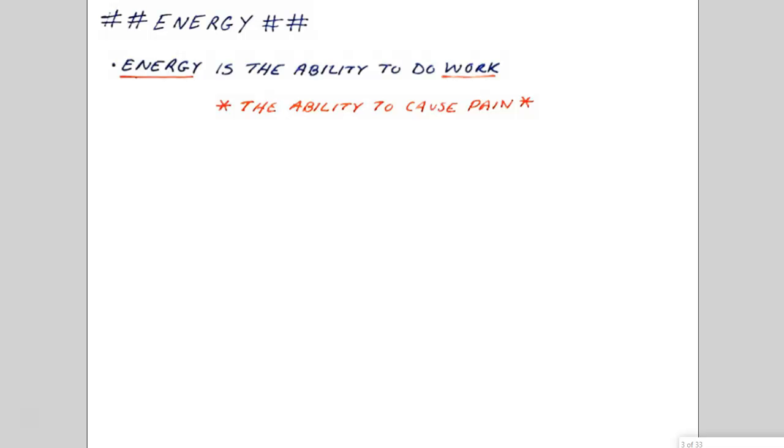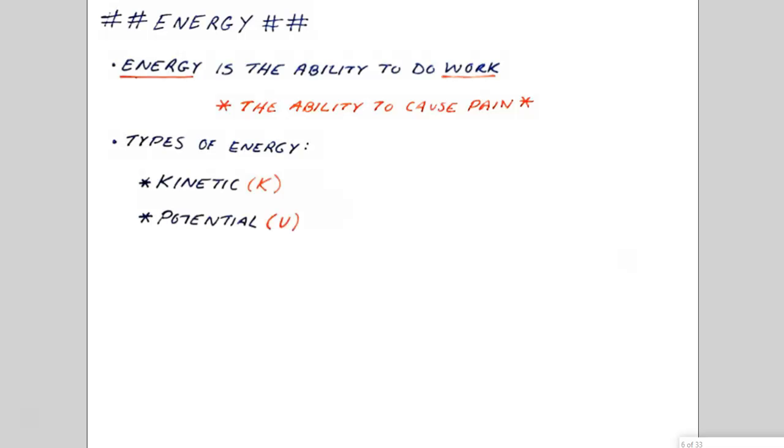This gives you an easy qualitative way to assess how much energy an object has. The more pain it causes, the more energy it has. So what are some ways to cause pain? I can throw something at you, and when it hits you, it can hurt, right? Because it has kinetic energy, which is energy due to its motion.